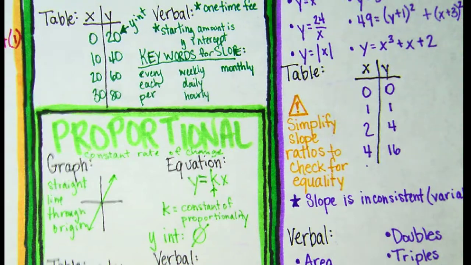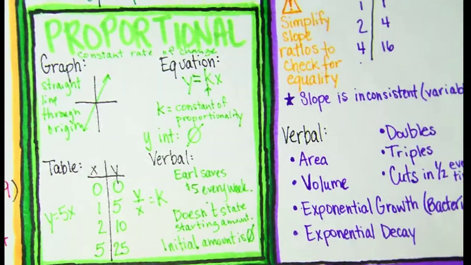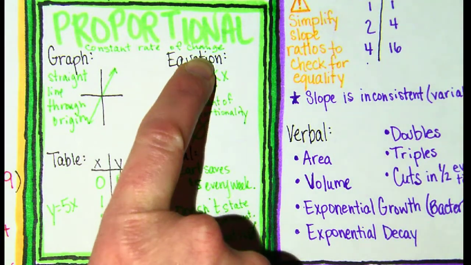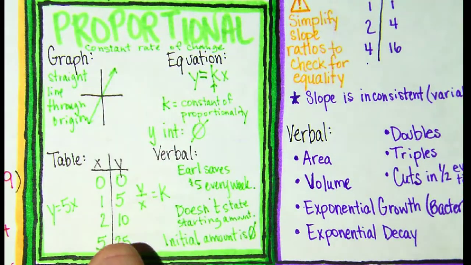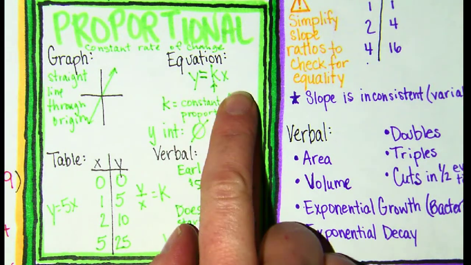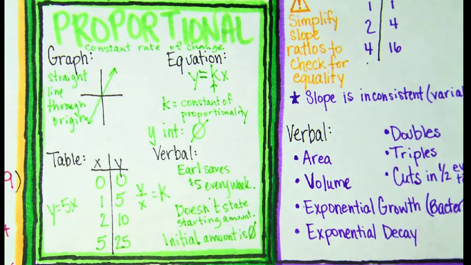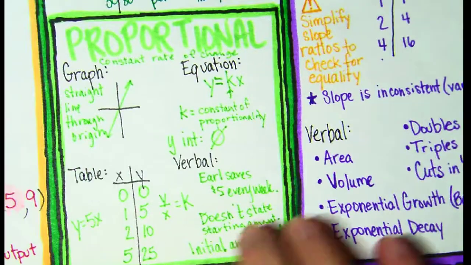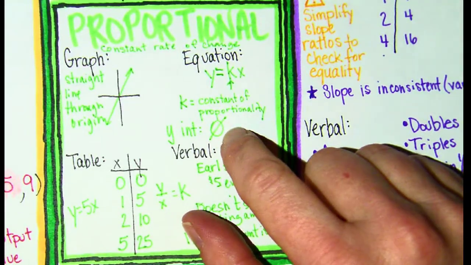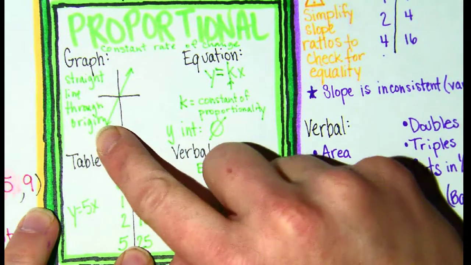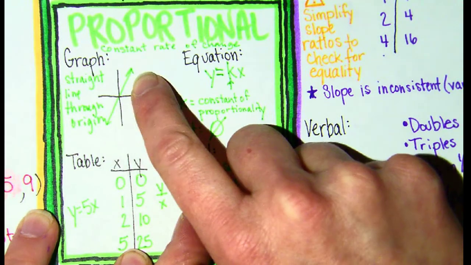Now, a proportion is a special kind of linear relationship. It also has a constant rate of change. And specific to a proportional relationship, it's called a constant of proportionality. So we have y = kx, where the k is the constant of proportionality. It is the slope for a proportion. You have a y-intercept, but it's 0 for every proportion. So that makes it a straight line specifically through the origin.